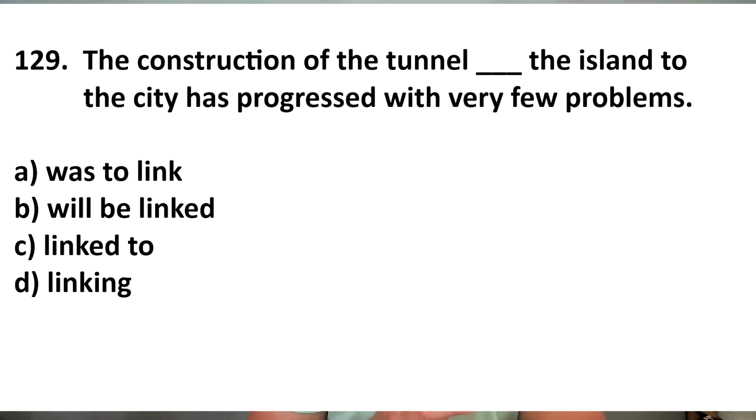Now, like usual, the first thing you want to do is understand the context of the sentence. Do not just read half of the sentence. Get the whole idea. Then I need to realize the main clause here. My subject is the construction of the tunnel, and my main verb is has progressed. If something progresses, it moves forward, it develops. So the main clause is the construction of the tunnel has progressed with very few problems.